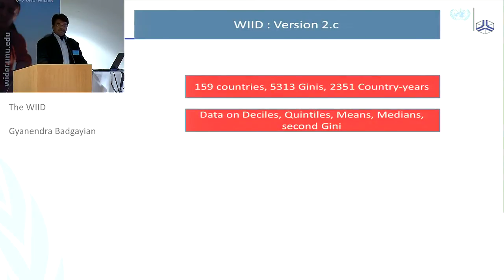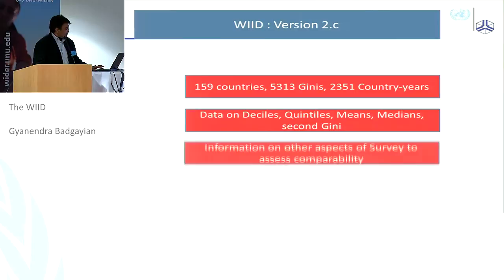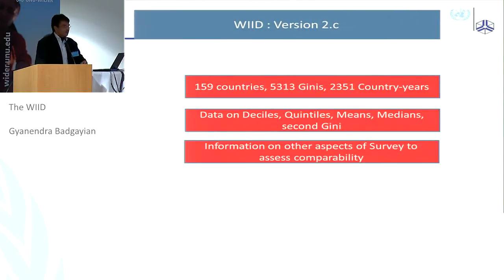There are also other aspects of income distribution in our database, not just the Gini. It also has deciles, quintiles, means, medians, and there's a second Gini, which I'll talk about in a minute, which is in the version that is on the website. The number of countries that we have quintiles and deciles for is not the same. It's much less than the number of countries that we have Ginis for, but they're there. And then we also have not just the distribution data, we also have data on other aspects of the survey, for example, what was the income share unit and so on, and the next slide will talk about that.